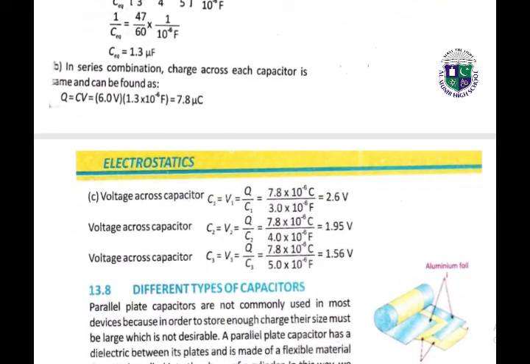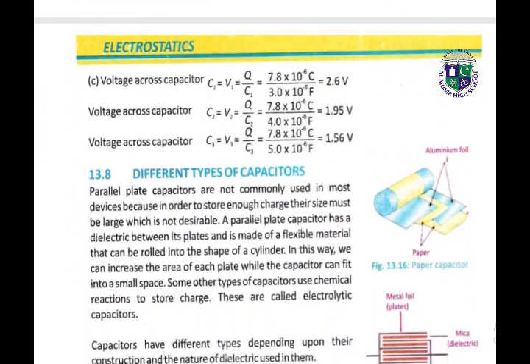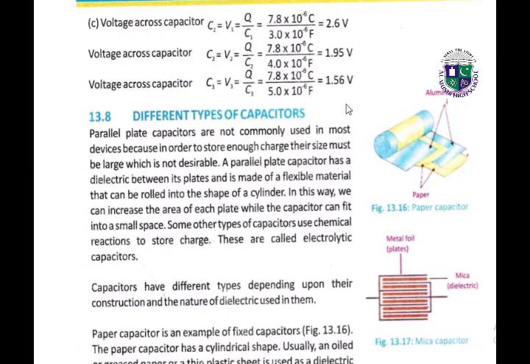Number C part, to calculate the voltage across each capacitor, we have this formula: V1 is equal to Q over C1, as we already know Q. By putting the above values, we get the voltage across the capacitors. For C1 it is 2.6 volts, for C2 is 1.95 volts, and for C3 is 1.56 volts.